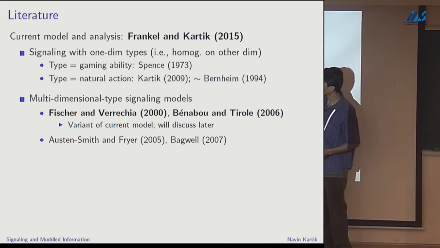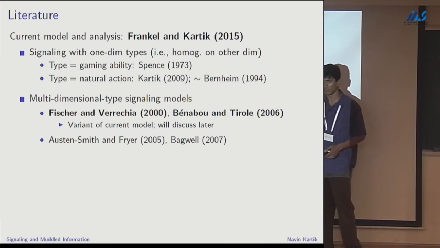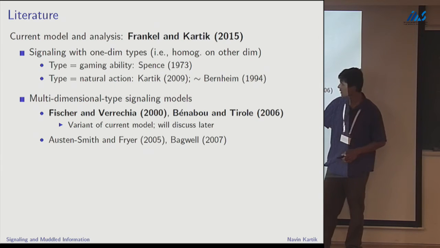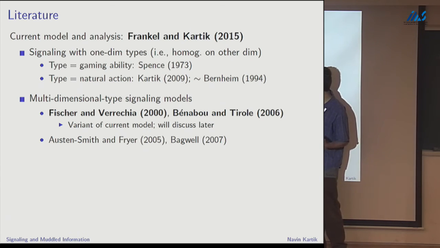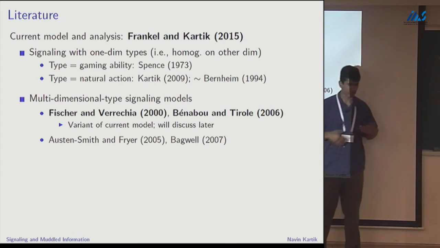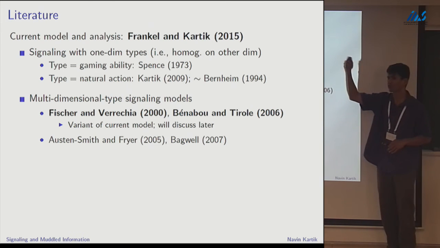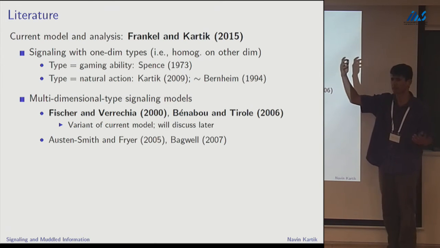You could do the flip side where you say, let's fix the gaming ability, and instead only vary natural actions. This is work that I did, for example, in the context of strategic communication with lying costs. That's basically that problem where everybody has some cost of misrepresenting information, and what you care about is what is the true state of the world that this expert may be informed about.